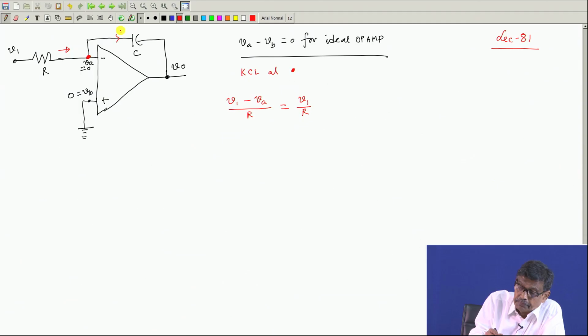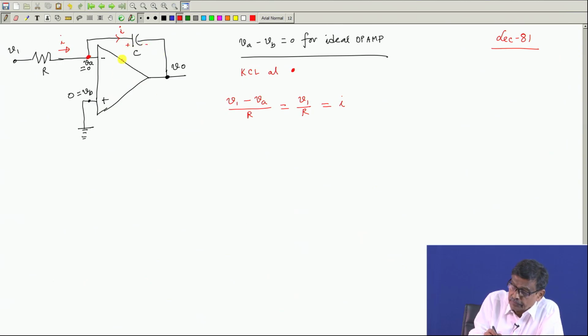So, the current in this branch, if I say this current is I, because an ideal op amp does not take any current practically. So, this current goes there. So, this is I, this is also I. If this current is I, then the voltage across the capacitor, with this plus and this minus. What is the voltage across the capacitor?